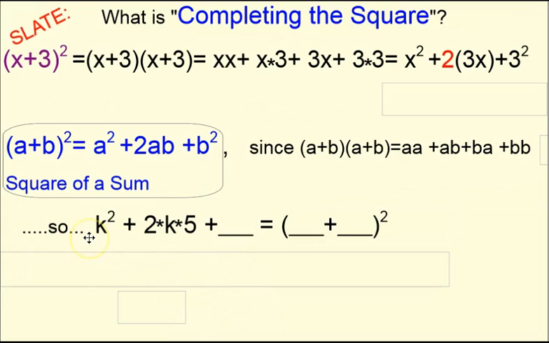I took a trinomial and partially broke it down into pieces to help you realize what you should be paying attention to. So I have k squared plus 2k times 5. Now I'm asking you what should be the third term, and then in the end what should be the binomial, which is the sum.